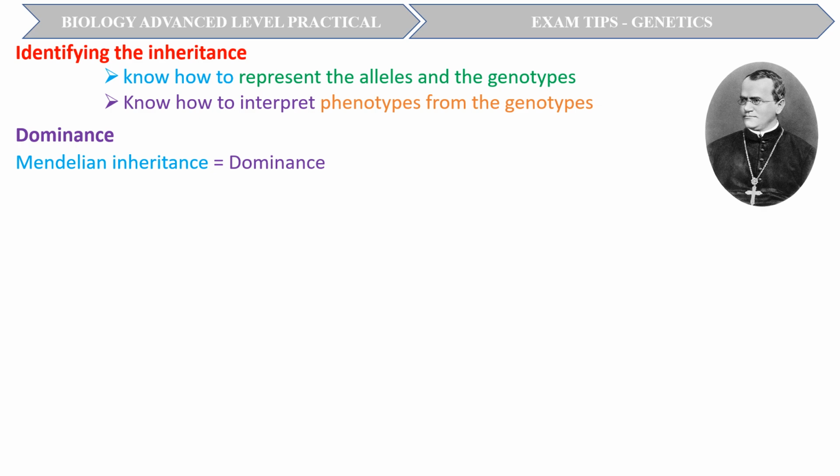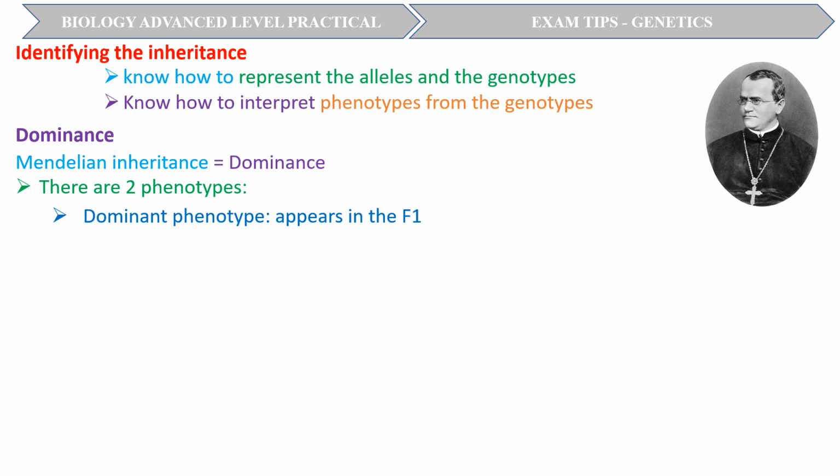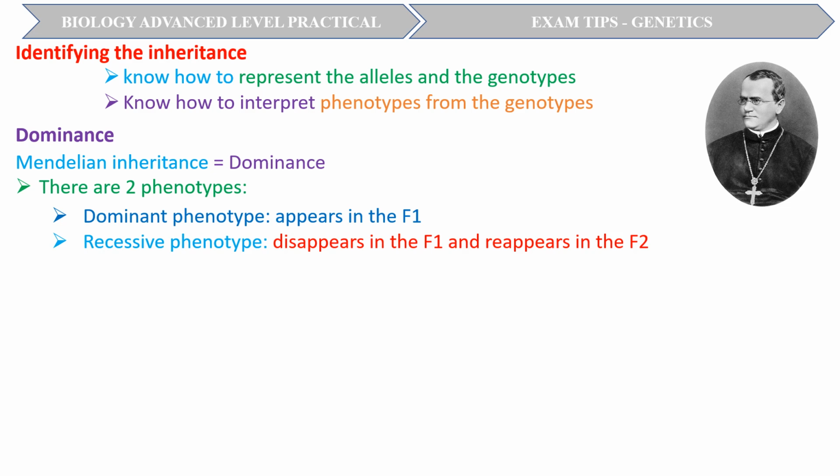Inheritance with dominance is Mendelian inheritance. Recall that one of Mendel's laws is a law of dominance. To identify that you are dealing with dominance, note that there will be two contrasting phenotypes which are versions of a given character, and one of them, the dominant phenotype, appears in the F1 when crossing pure breeds, while the other phenotype, the recessive phenotype, disappears in the F1 and reappears in the F2.